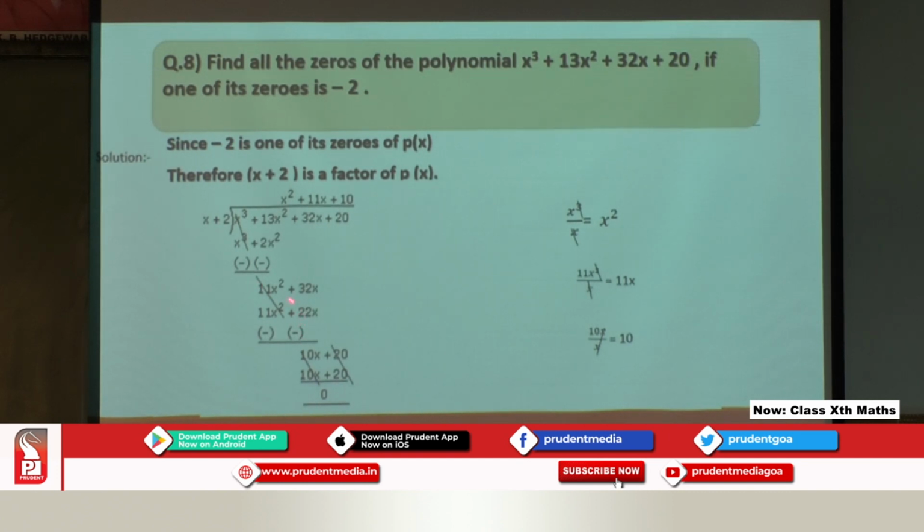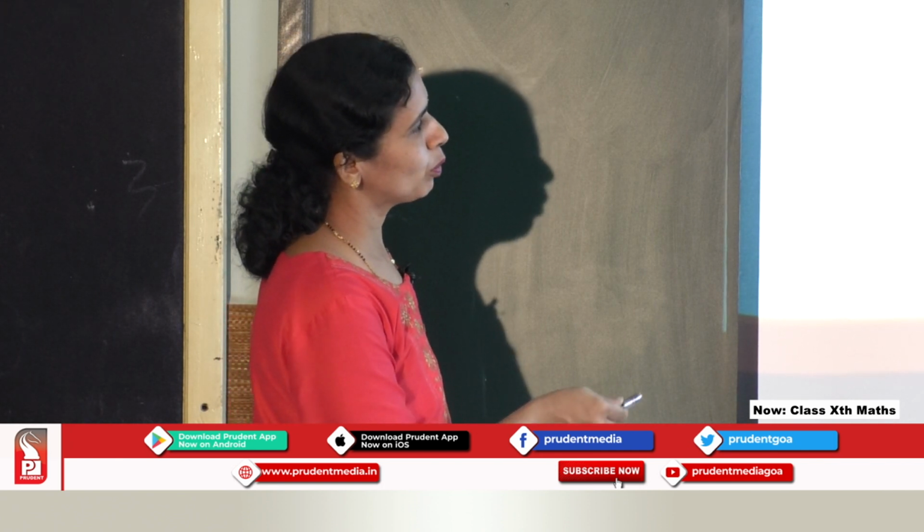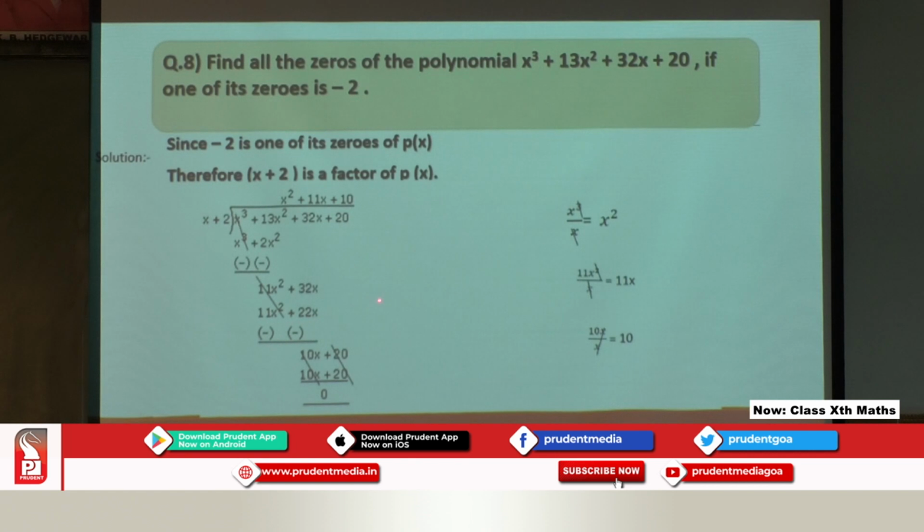Now again the first terms cancel: 11x square minus 11x square cancelled, we got 0. Now positive and negative we should subtract, 32x minus 22x, that is equal to 10x, greater number positive. Now here I brought down this 20. Now again we got 10x plus 20. Now the first term of the dividend is 10x. So this 10x we should divide by the first term of the divisor. So 10x upon x, now cancel. So the answer we got is 10, and this 10 is the third term of the quotient.